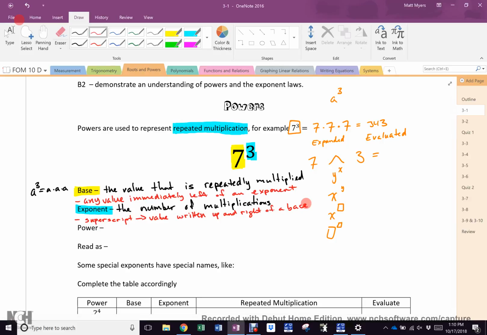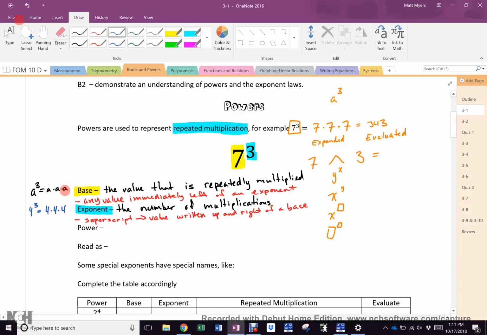Now I'm going to do something weird here that might confuse some of you. You might have seen it before in grade 9, but you might not have. So work with me. You already know 7 cubed would be 7 times 7 times 7. So 4 cubed is what? 4 times 4 times 4. Is everybody good there? Okay.